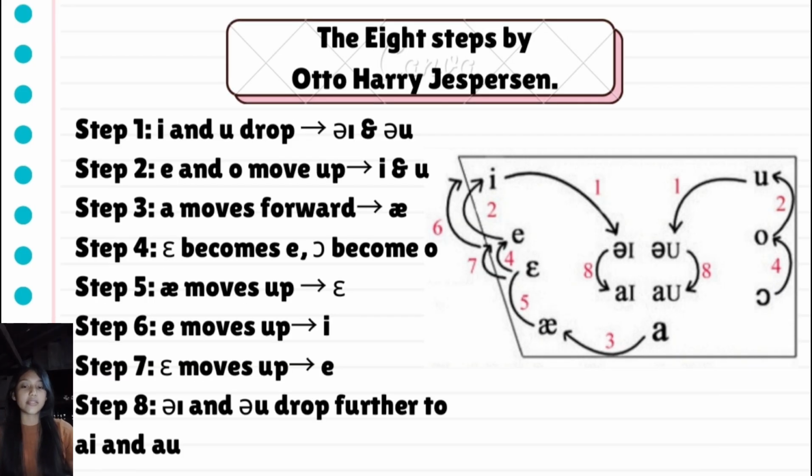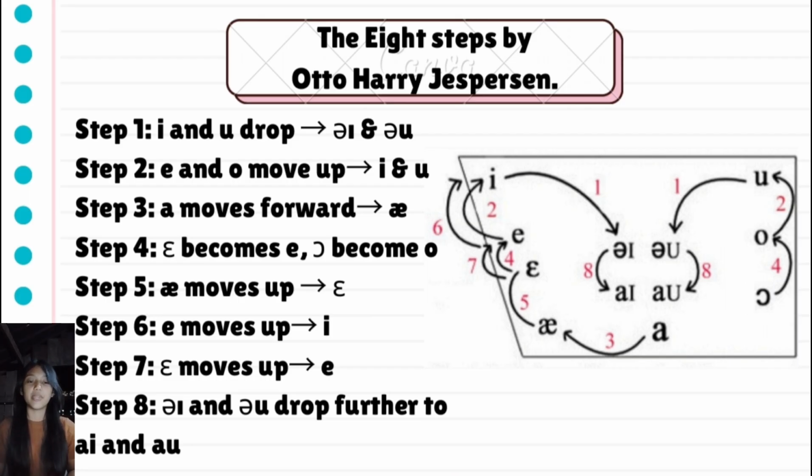So these are the 8 steps of Otto Jespersen. Step 1: High vowels move down. The long vowels E as in meet and O as in boot lowered and moved towards the center to become diphthongs, eventually evolving into I like bite and OU like out.